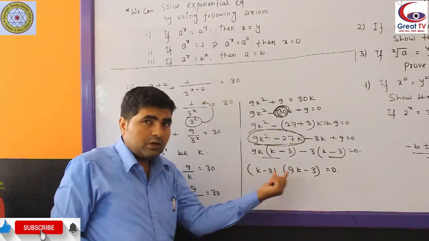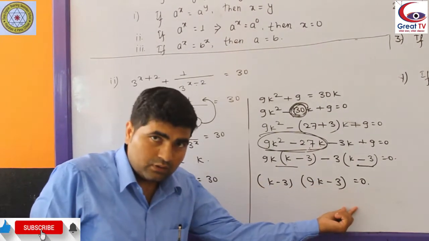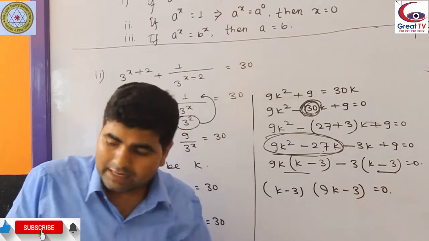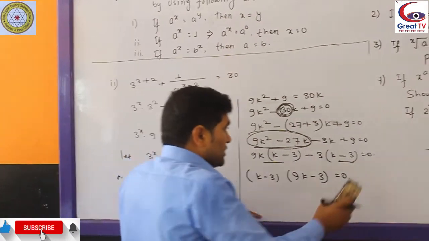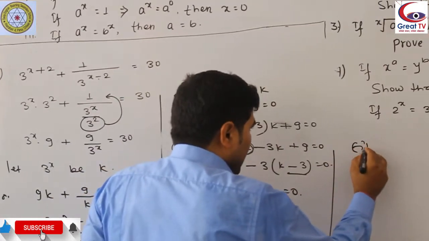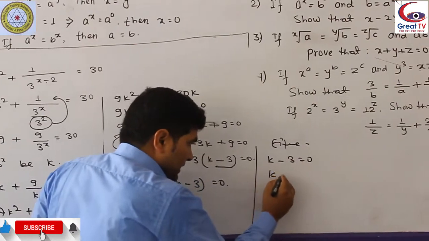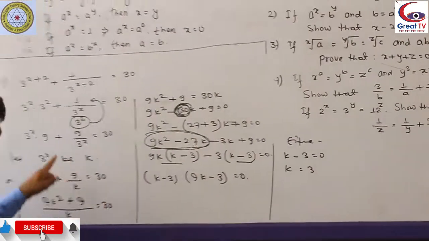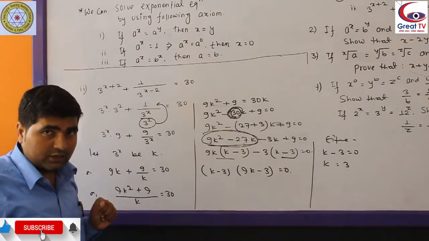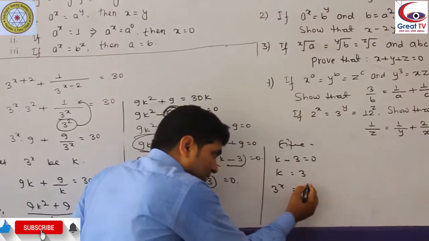Either the first one equals 0 or the second one equals 0. When the first one equals 0, k minus 3 equals 0; when the second one equals 0, 9k minus 3 equals 0. From that we get the value of x. First, k minus 3 equals 0, then k equals 3. Now we put the value of k. Our mission is to find the value of x, not k. So 3 power x equals 3, that is 3 power 1.